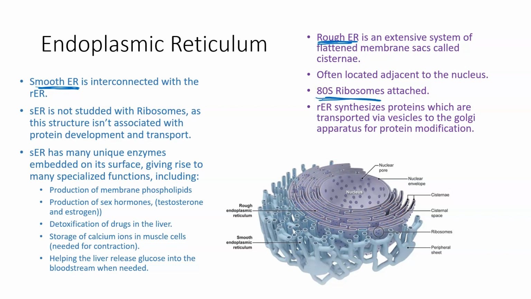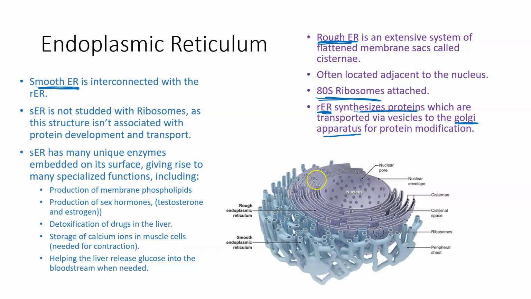So the reason it is called rough ER is because when you look at it under a microscope, it appears to be bumpy, and those bumps or studs are actually the ribosomes that are attached, because the function of this rough ER is to utilize those ribosomes to synthesize proteins, and transport in vesicles those protein products to the Golgi apparatus so that protein modification and maturation can take place.